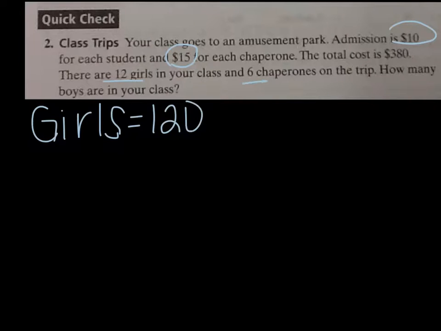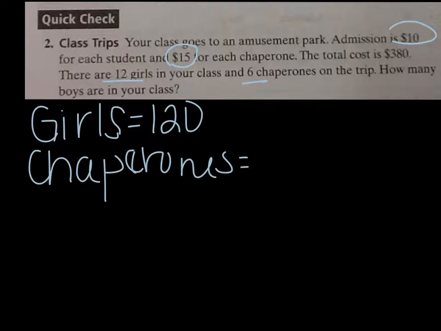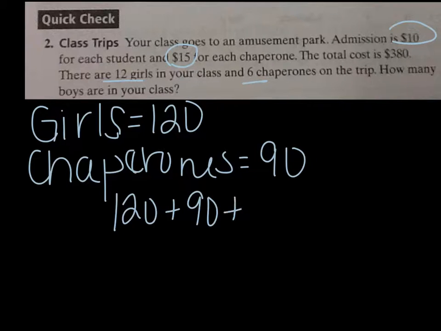So for girls, 12 times 10 is 120. So $120. Now for chaperones, there are 6 chaperones. I know that it costs $15 for a chaperone. So 15 times 6 is 90. Now I do not know how many boys there are. What I do know is the cost of the girls plus the cost of the chaperones plus $10 for every boy is going to equal $380.